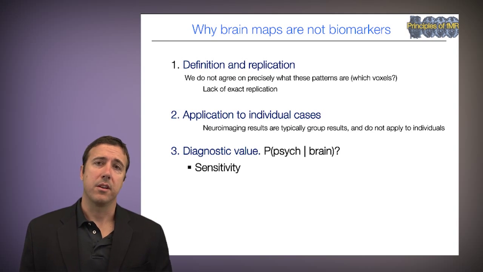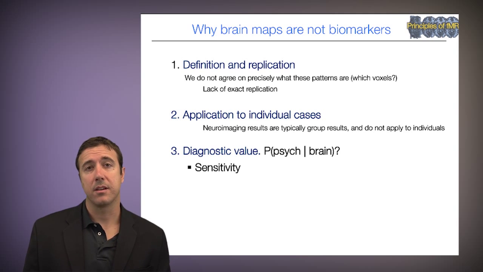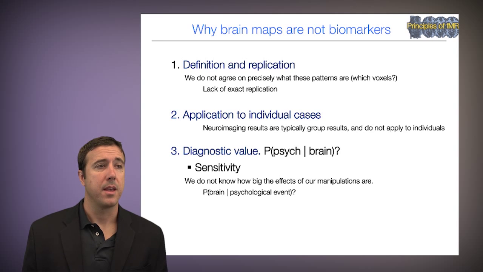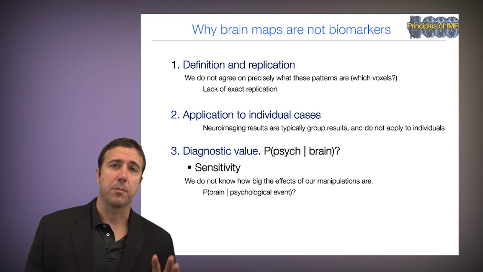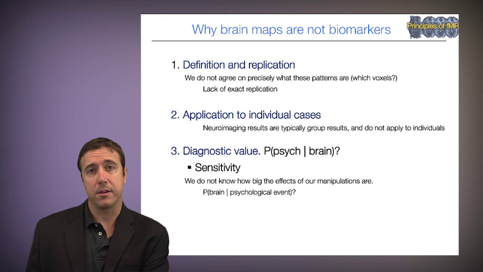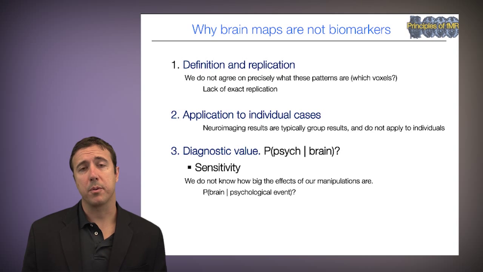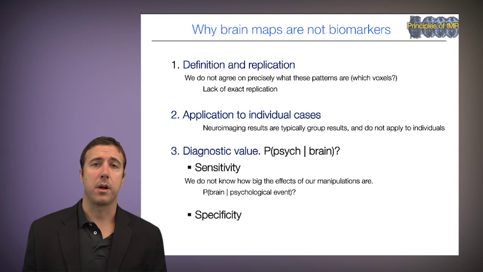And this breaks down into two related problems. One is a problem of sensitivity. We need to know how big the effects of the manipulations are, and is it really reliable? And this relates to the probability of observing that brain marker, anterior cingulate, given that I'm in pain. And if that effect is really strong, I have high sensitivity, but we don't typically quantify how strong those effects actually are. And secondly, there's the problem of specificity that I mentioned a moment ago.